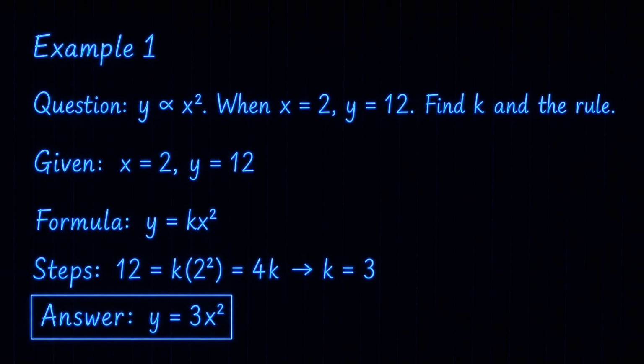Example 1. Y is proportional to x squared. When x is 2, y is 12. Find k and the rule. Start with y equals kx squared. Put in the numbers. 12 equals k times 2 squared. 2 squared is 4, so 12 equals 4k. Divide both sides by 4. K equals 3. So the rule is y equals 3x squared. See? Find k first, then you have the whole rule.